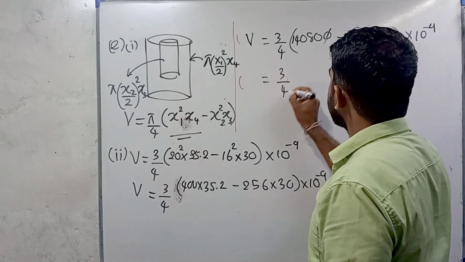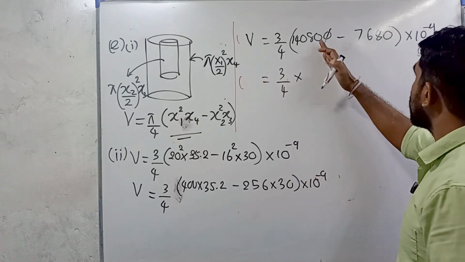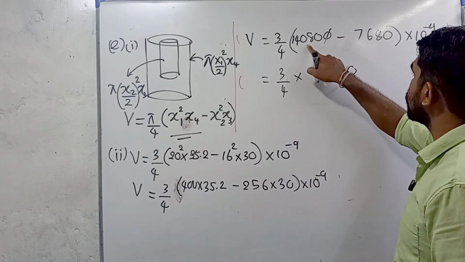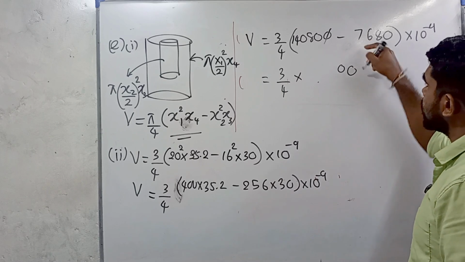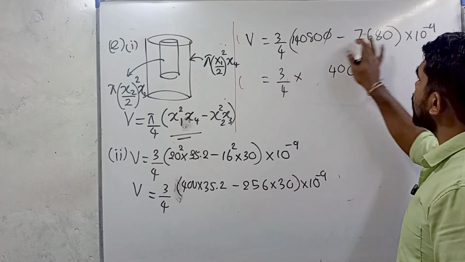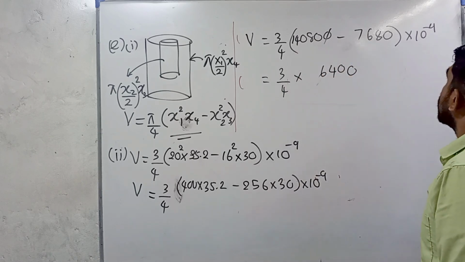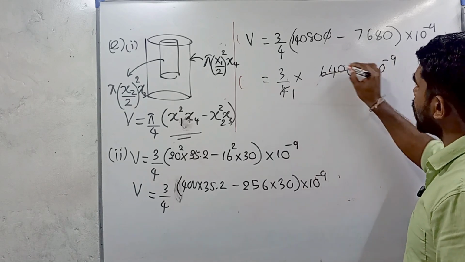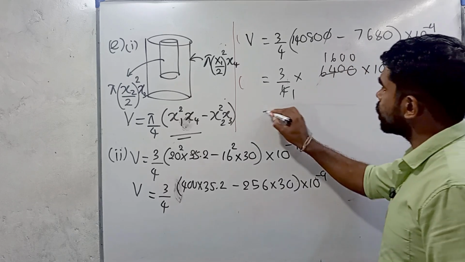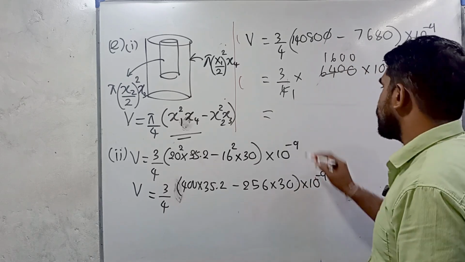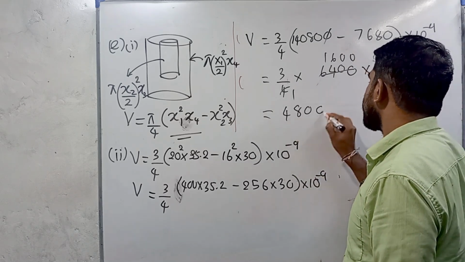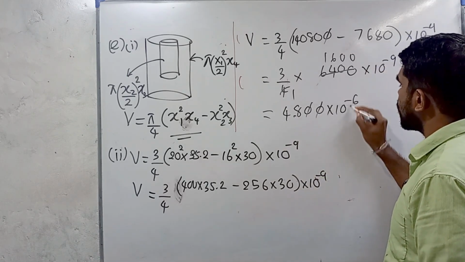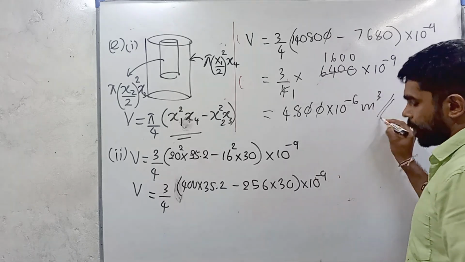3 over 4 multiplied by 0 minus 0 0. 8 minus 8 0. 10 minus 6 4. 13 minus 7 6. Into 10 to the power minus 9. Divide by 4 1. 16 0 0. 3 into 16 48. 4.8 into 10 to the power minus 6 cubic meters.